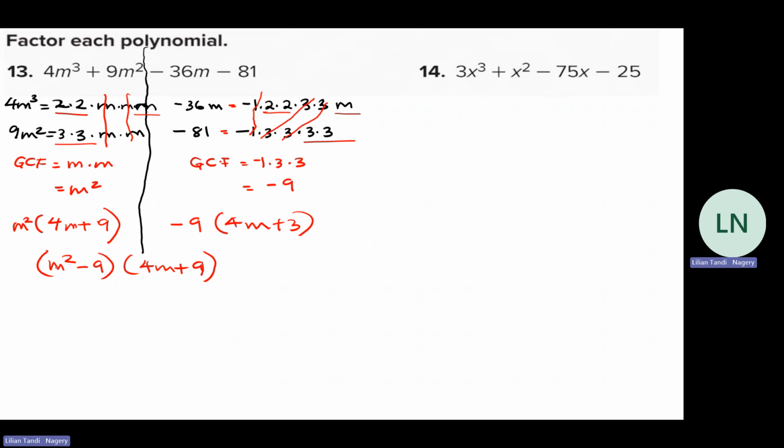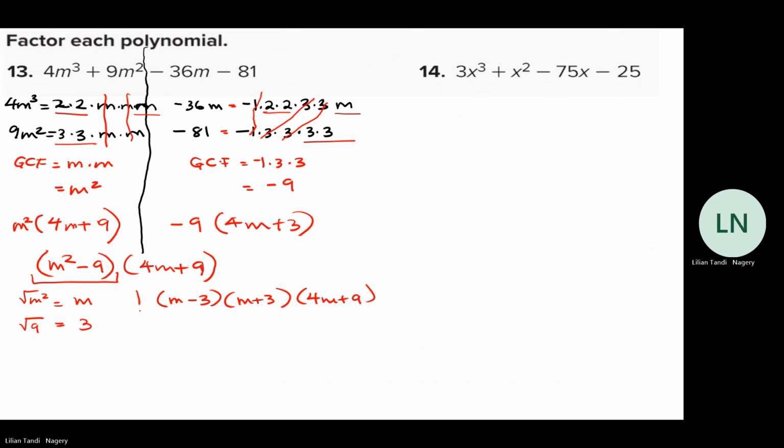Then these are perfect squares, so the square root of m squared and the square root of 9. This gives me m, and this gives me 3. So now my answer will be m minus 3, m plus 3, 4m plus 9. Box your answer.